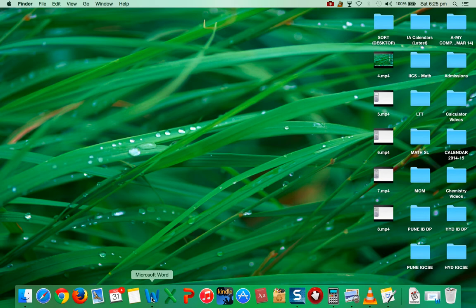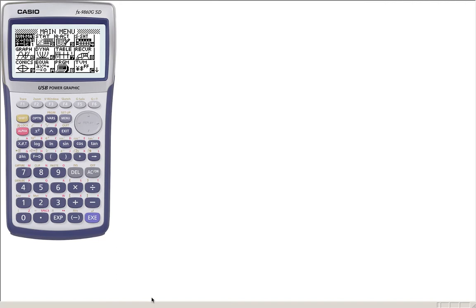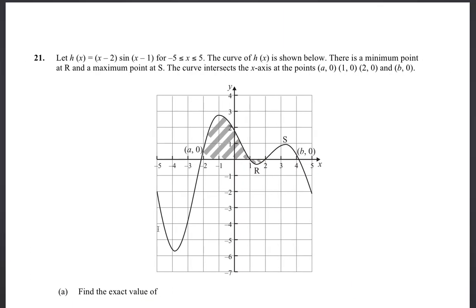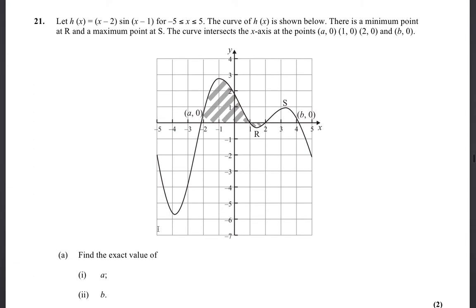Hello students, this is the ninth video that I have prepared to explain how to use this Casio calculator using the IB Math SL question. So let us continue.